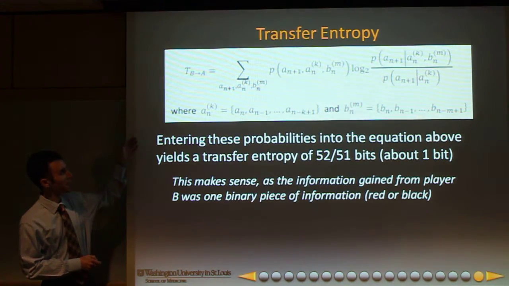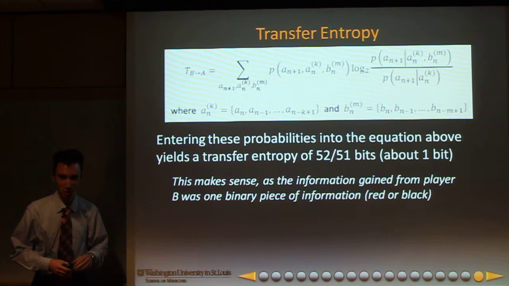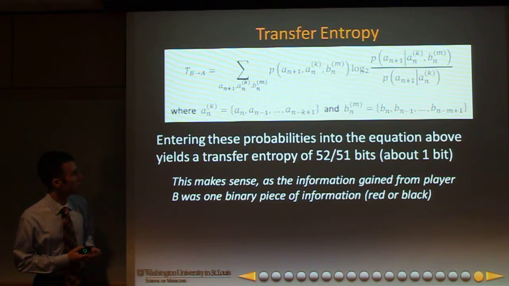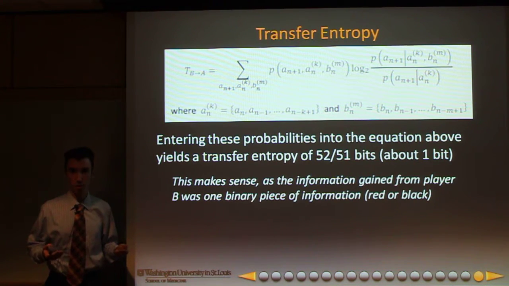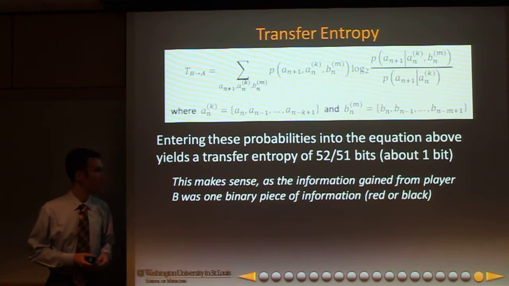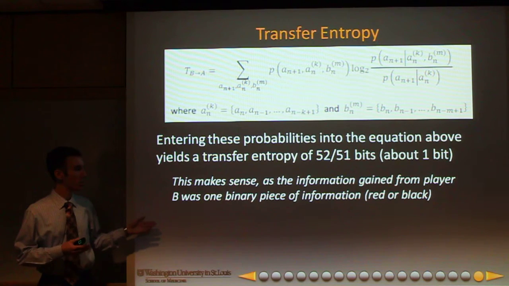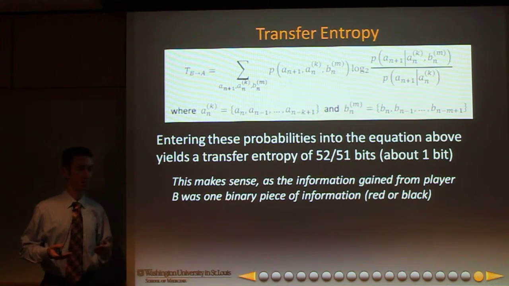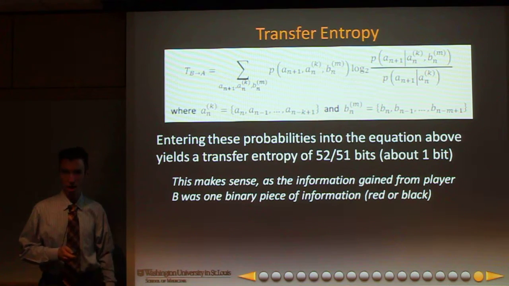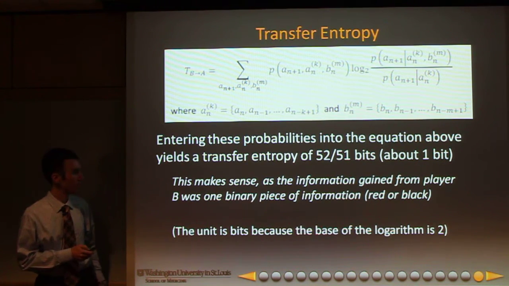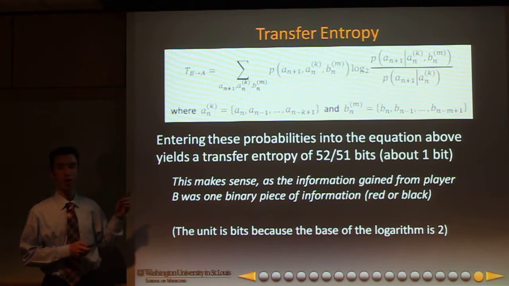And when we plug them into this very complicated equation, we yield a transfer entropy of 52 over 51 bits for our example, which is approximately 1 bit, which makes sense because we gained one binary piece of information in this example, the color of player B's first card. The units are bits because the base of the logarithm is 2.